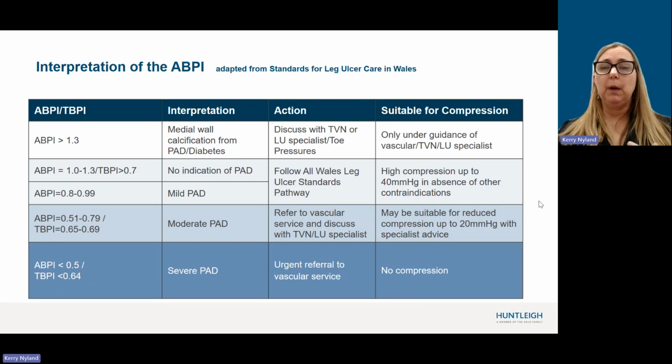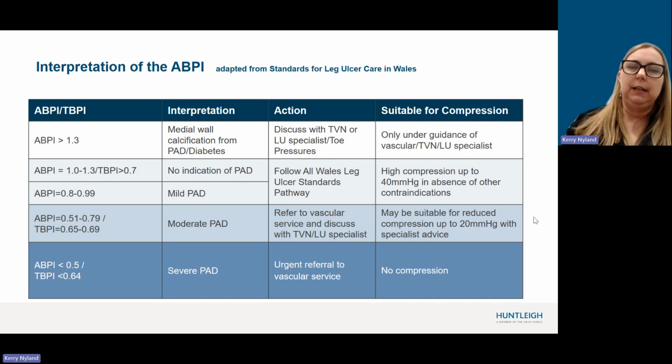So as I said, if you remember those values, you can have a look at what this means in terms of compression therapy. Remember, of course, that your ABPI is just part of your holistic assessment. On its own, it's not a diagnostic tool. On the right leg, we had a value of 0.57. If you look at that first column and scroll down, you can see that 0.57 indicates moderate PAD, so it may be suitable for reduced compression with specialist advice.